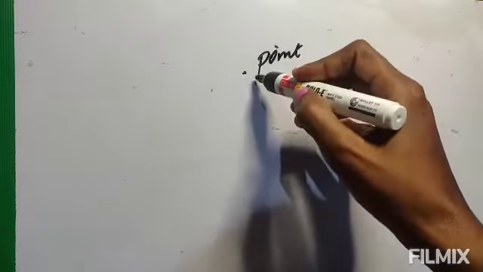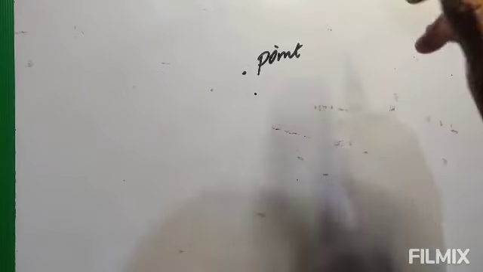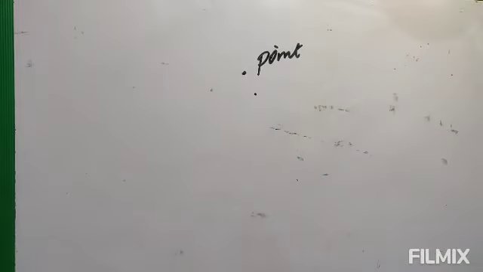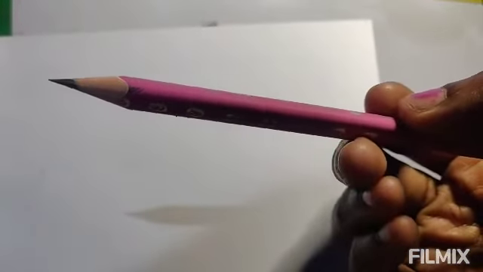A point is a sharp dot. It is made with a sharp pencil. Now see here, this is a sharp pencil. Using the sharp pencil, just keep it like this.